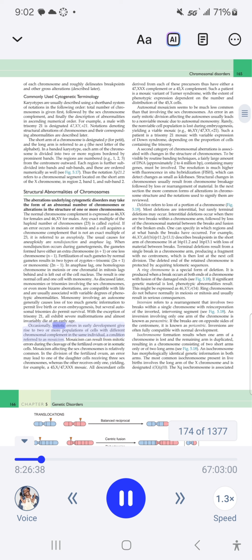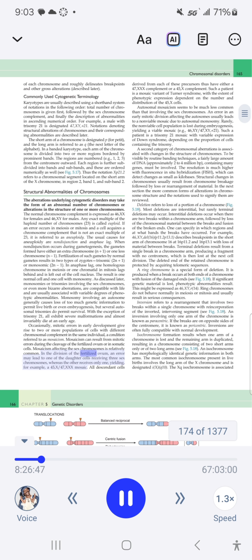Occasionally, mitotic errors in early development give rise to 2 or more populations of cells with different chromosomal complement in the same individual, a condition referred to as mosaicism. Mosaicism can result from mitotic errors during the cleavage of the fertilized ovum or in somatic cells. Mosaicism affecting the sex chromosomes is relatively common.